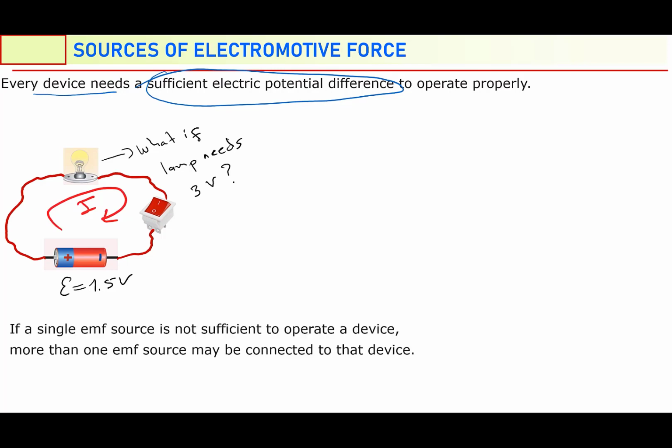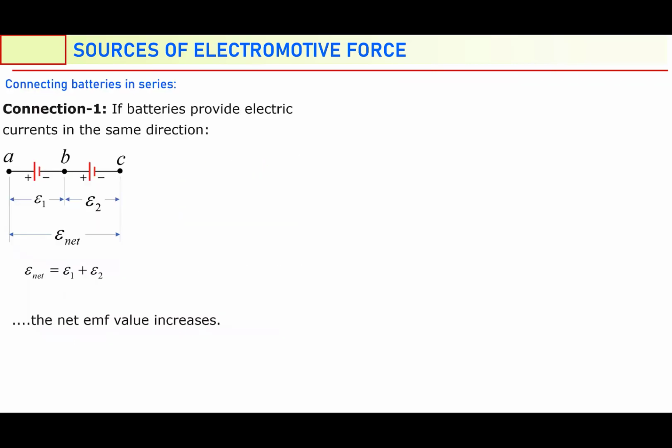If the case is like this, we are going to use more than one EMF source. If a single battery is not sufficient to operate a device, for example a lamp, more than one EMF source, more than one battery, may be connected to that device. So now I'm going to talk about how to connect EMF sources to a device. There are two types of connection of the batteries. The first connection is known as connection in series, connection 1.